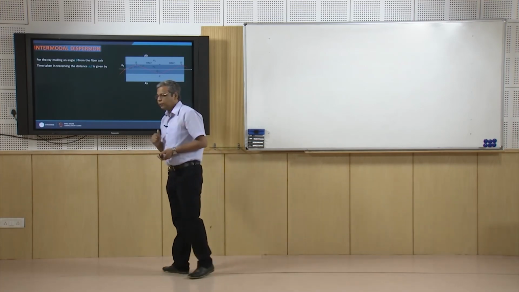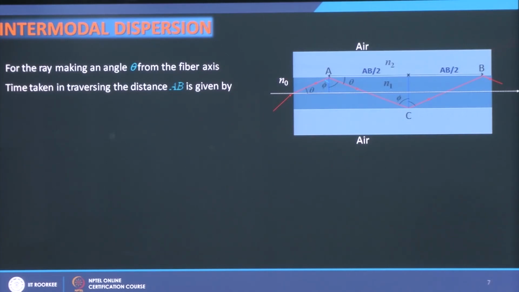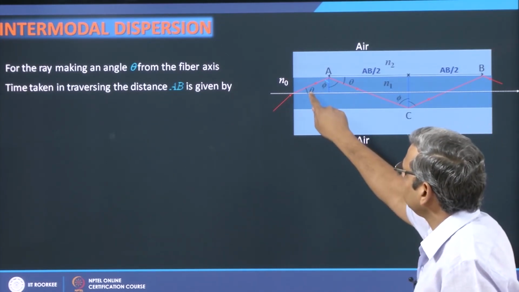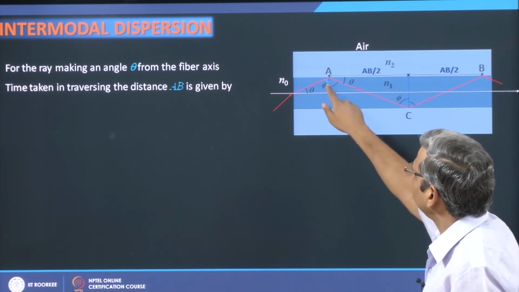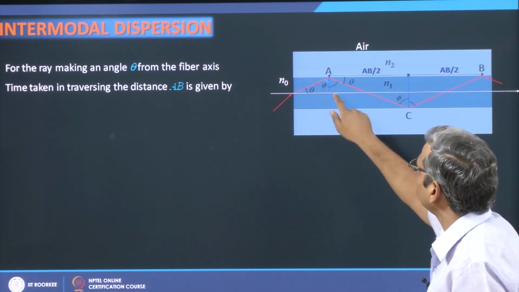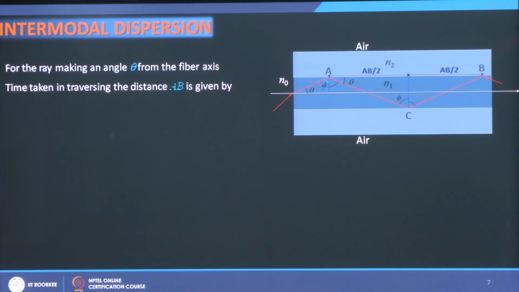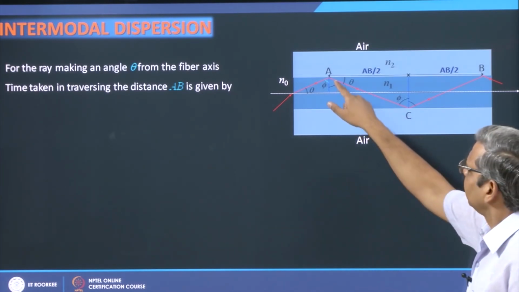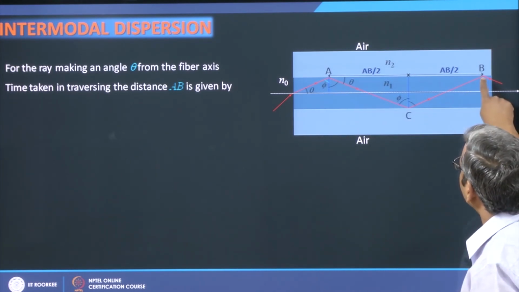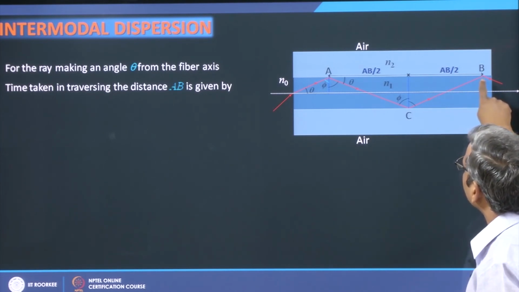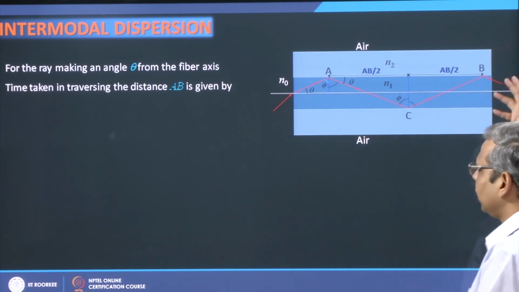So, in order to find out the expression for broadening, let me consider a ray which makes an angle theta from the fiber axis, and correspondingly it makes an angle phi from the normal to the core-cladding interface, and this ray goes like this. When it reaches point B, it repeats itself after that. So, I can see these 2 points are kind of identical.